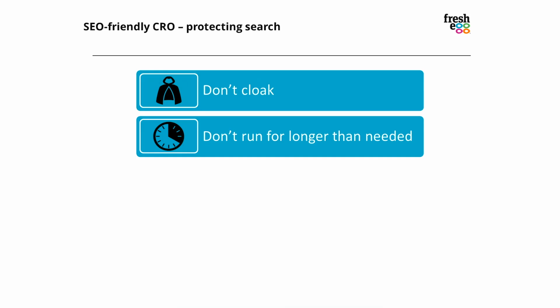Now, Google says don't run experiments for longer than needed, and that's suitably ambiguous. But what we interpret that as is, if you're running a test and you find a result, try not to use your split testing tool to deliver that experience or run a test for longer than you need to once you've found results. So either hard code the winning variation or stop the test and run a different test rather than just keep it running through a testing platform.